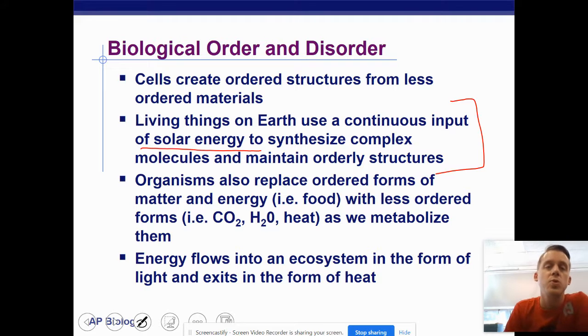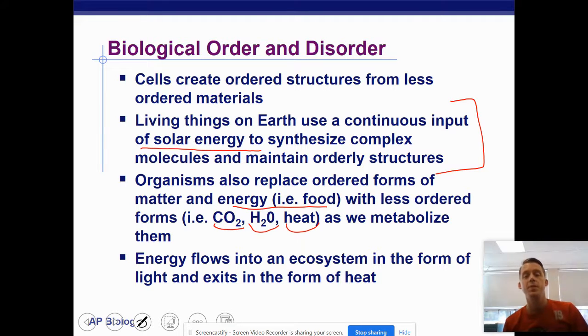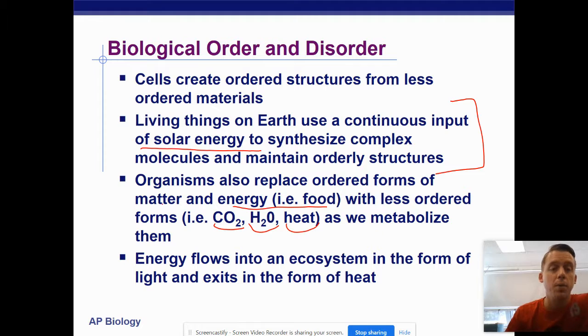Organisms also replace ordered forms of matter and energy with less ordered forms as we metabolize them. So when we eat food, food is highly ordered. When we eat it, we turn it into carbon dioxide, water, and heat. These are disordered. So when we break down food, we are creating more disorder. Energy flows into an ecosystem in the form of light and exits in the form of heat.